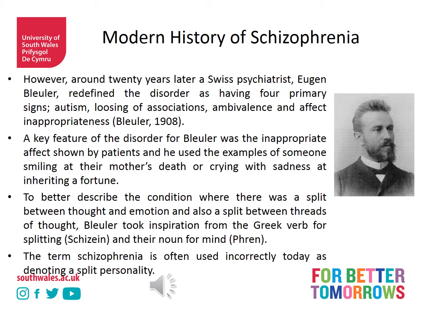However, around 20 years later, a Swiss psychiatrist, Eugen Bleuler, redefined the disorder as having four primary signs: autism, loosening of associations, ambivalence, and affect inappropriateness. He thought a better term to describe the condition was schizophrenia, derived from the Greek verb for splitting, schizein, and their noun for mind, phren. He used the term because he thought a key criterion for the disorder was a split from reality.